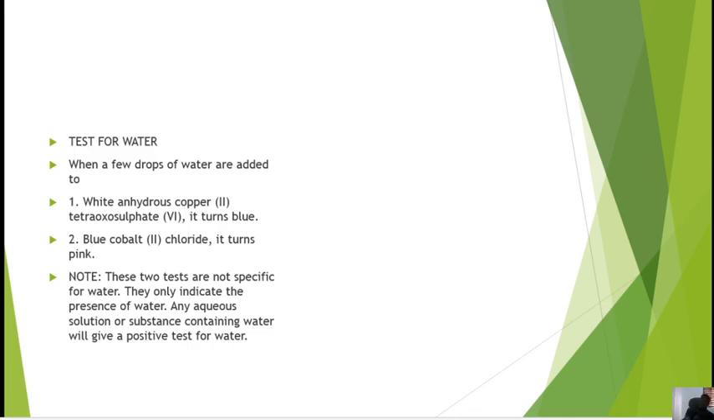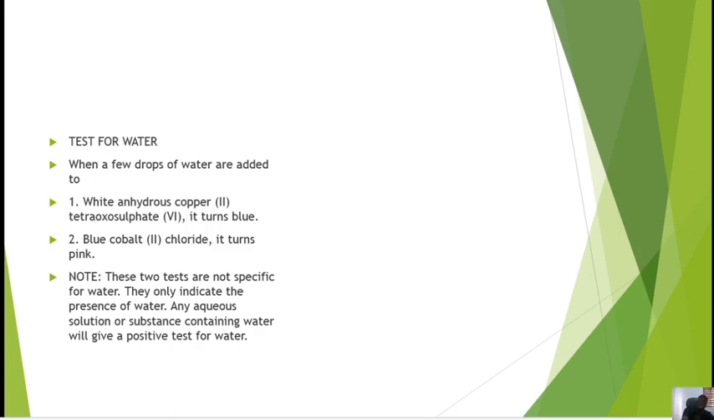So basically, what happens is it hydrates the salt and changes the color. If it is water, it will turn blue. If it is not water, it is not going to turn blue. Also, you can use blue cobalt(II) chloride, because when it is hydrated, it will turn pink.